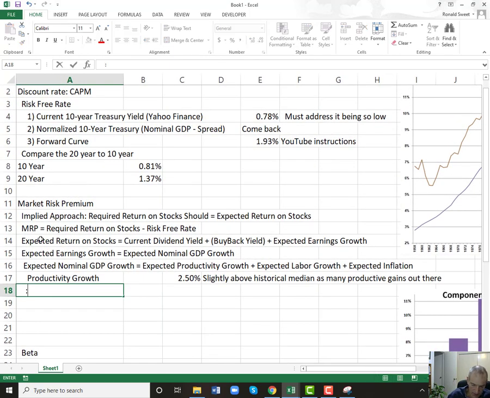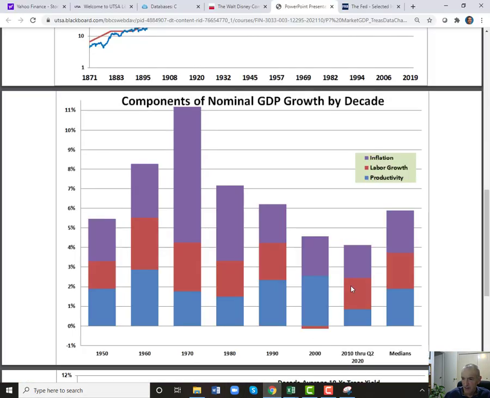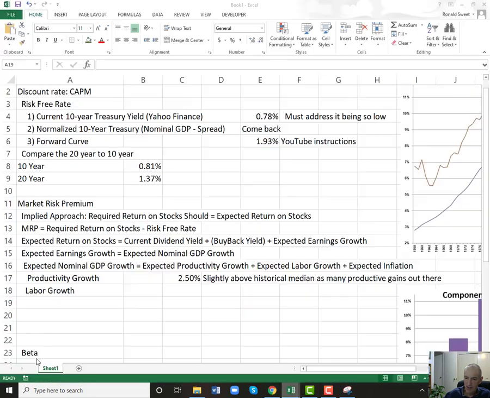On labor growth, boy, it's come back here recently. This last decade, it was about a 1% growth, but that was after a decade where we had negative growth. We actually lost jobs over a decade. You can see the median has been about 1.5%, but with the baby boomers retiring, that just seems ridiculous to me. I'm going to keep that a little conservative and go with 0.5%. Maybe you could go as high as 1%.